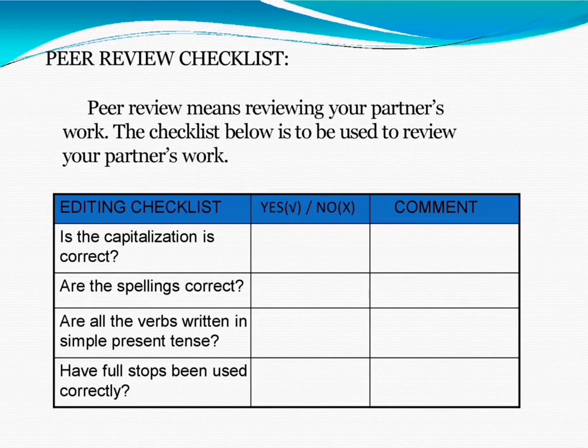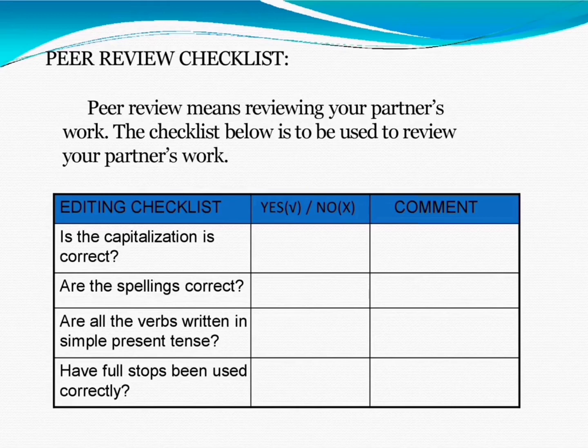Next, are the spellings correct? Whether your friend wrote proper spellings, or whether any spelling mistake is there. If you find any mistake in the sentence, put no, or else put yes. Give your comments in the comment box. Are all the verbs written in the simple present tense? Next you need to check the tenses of the verbs, that is, whether he put everything in the present tense.